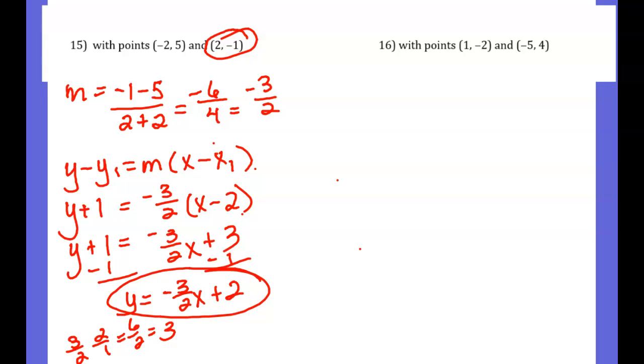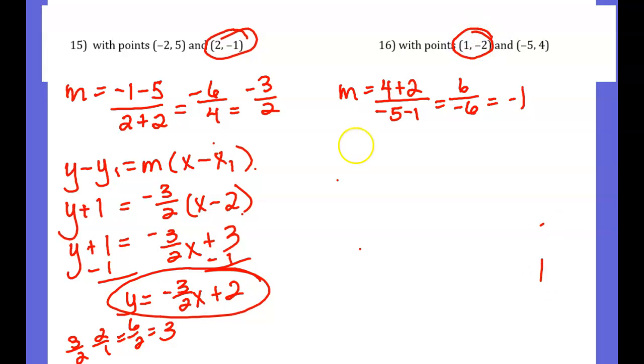Now again, we've got 2 points. The first thing I'm going to do is get the slope. 4 plus 2 divided by negative 5 minus 1. So we have 6 over negative 6, which is a negative 1 slope. Now we're going to put it into point-slope form. I'm going to use this point right here. So it's y plus 2 is equal to negative 1 times x minus 1.